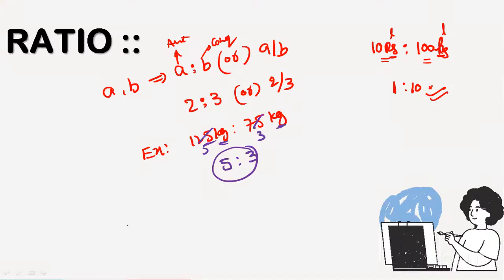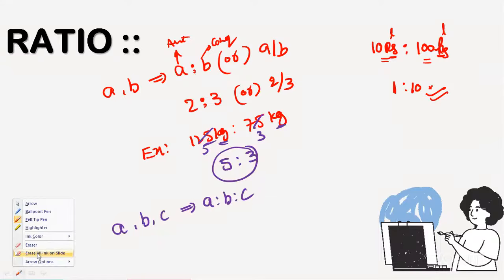So, for example, three quantities are given: A comma, B comma, C. So the ratio is A is to B is to C, guys, here. Okay, just remember what the ratio is. Ratio means two quantities of the same units is called the ratio, or similarity. Coming to the next point, how to find out the ratios.